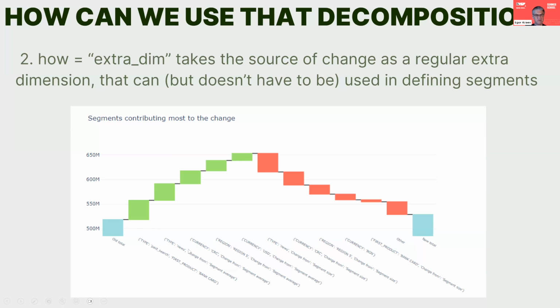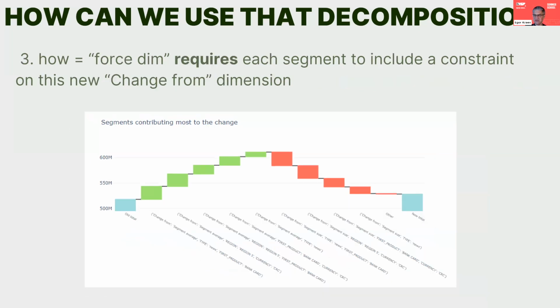And then the final way of using this extra dimension is kind of the intermediate between the complete split and just treating it as another dimension, which is this forces every segment to have this dimension. So for example, here each segment is either a change from segment average or a change from segment size.